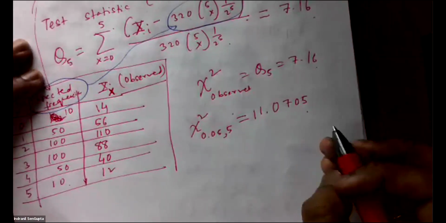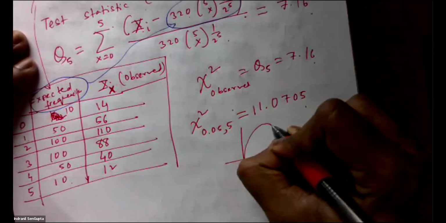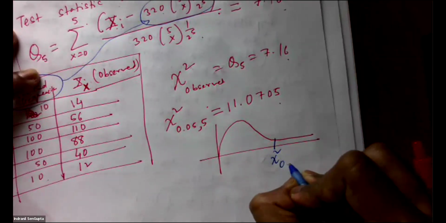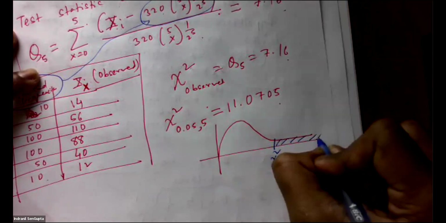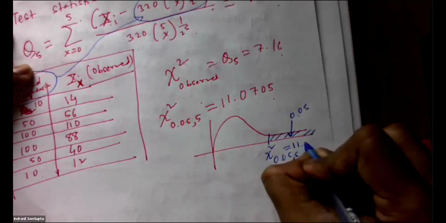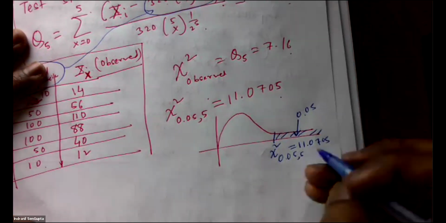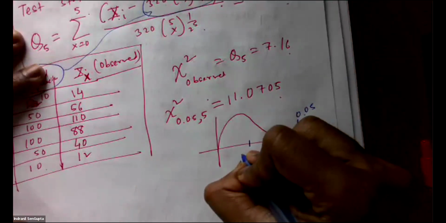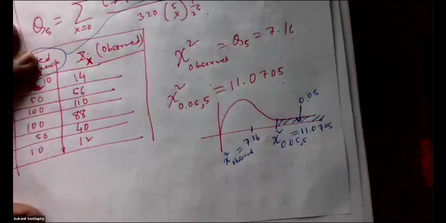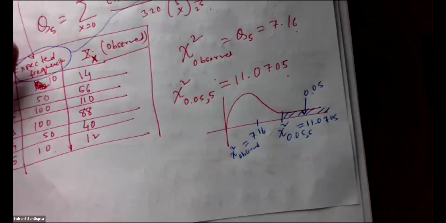Okay. Hence, what we have is chi-squared 0.05, so this area is 0.05 and its value is 11.0705. Your chi-square value is 7.16. That's the observed one, which is much less than whatever the significance level is given.